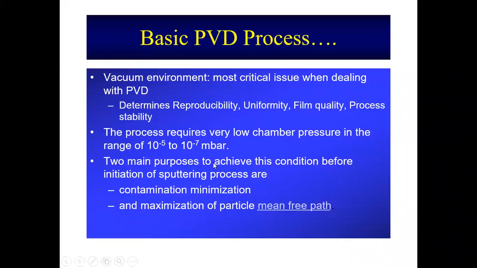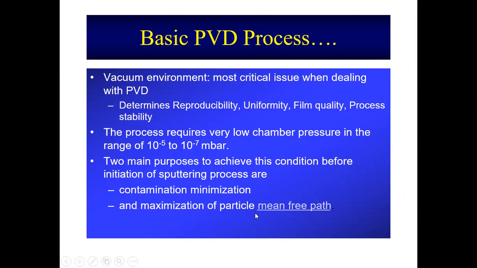There are two main purposes to achieve this condition before initiating the sputtering process. One is contamination minimization, as I mentioned just now. Inside the air, there are many things: other gases, oxygen, and so on and so forth, and there are also particles and carbon flying around, right? So we want to pull the vacuum from the chamber because we want to minimize the contamination.